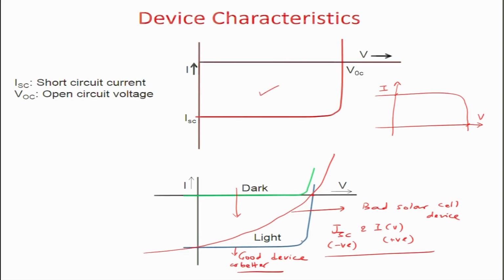The idea is to get as rectangular a curve as possible. So, these are the two important parameters: ISC, the short circuit current, and VOC, the open circuit voltage. A lot of times we write this as JSC, which is the short circuit current density, and this is nothing but ISC divided by the area of the device. Okay. So, now we look at the effect of irradiation on this IV curve.